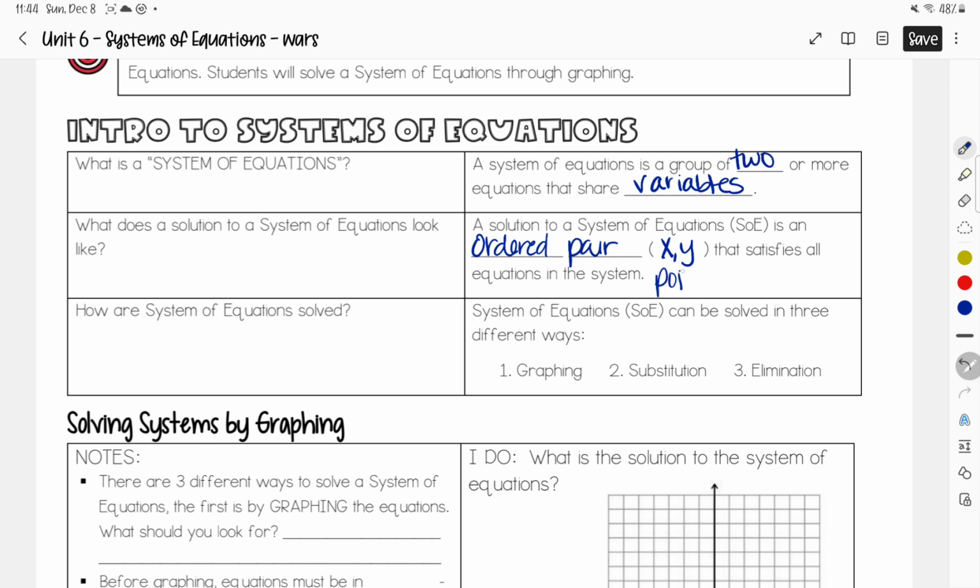So the point where they meet. Oh my goodness, that should be an M. Meet.